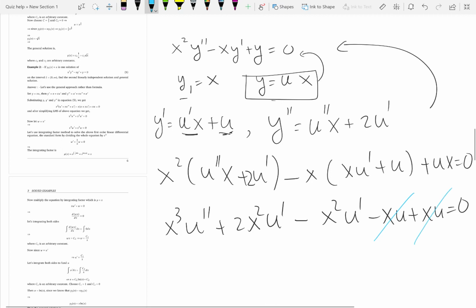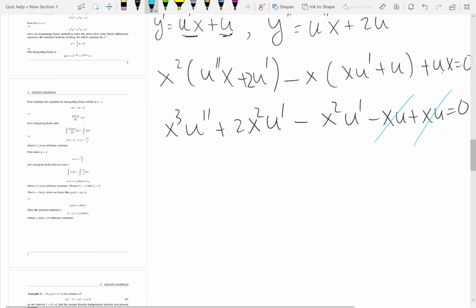Now you can see the u terms cancel out. Remember the methodology? In the methodology, we got rid of the u term. The u term vanished, right? Here the same will happen. Now what you get is x cube u double prime. Simplifying these two terms, 2x square minus x square is x square, right? x square u prime equal to 0. Good. So we get a second order simple differential equation of u.